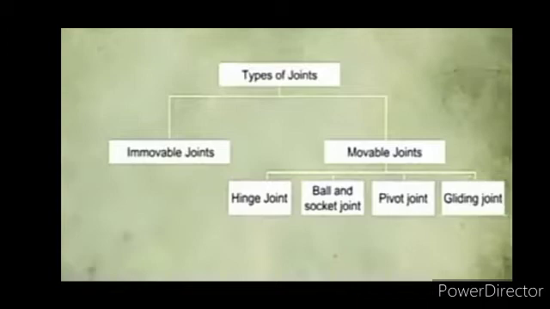Movable joints are the joints where the bones can move. For example, joints in hands, arms, and legs are movable joints. There are mainly four types of movable joints in our body: hinge joints, ball and socket joints, pivot joints, and gliding joints.